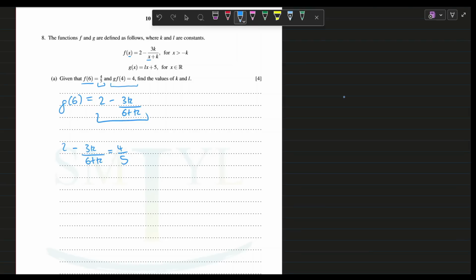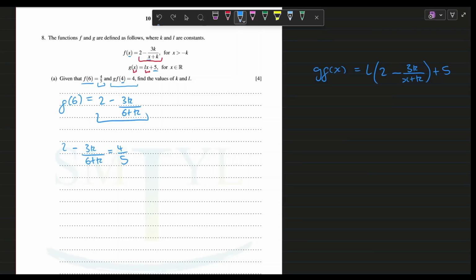So let's start by finding gf of x first. gf of x. So what this means is that you're going to replace this x in g with f of x. So this x that you see is going to be replaced by 2 minus 3k over x plus k. So this is l times our f of x, so 2 minus 3k over x plus k, and then we've got the plus 5.